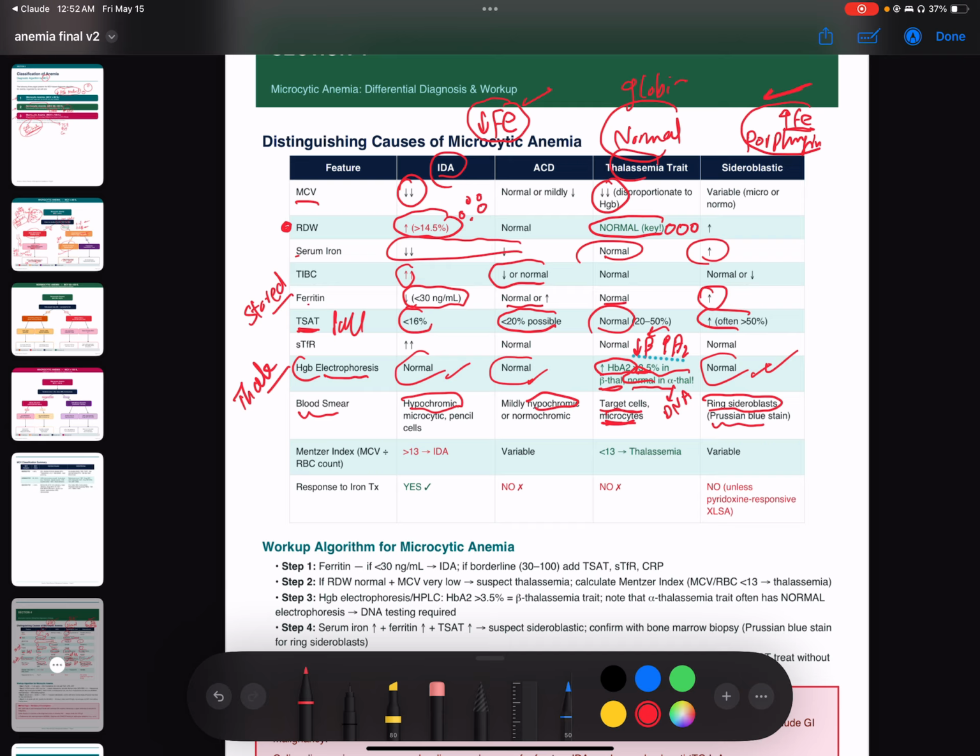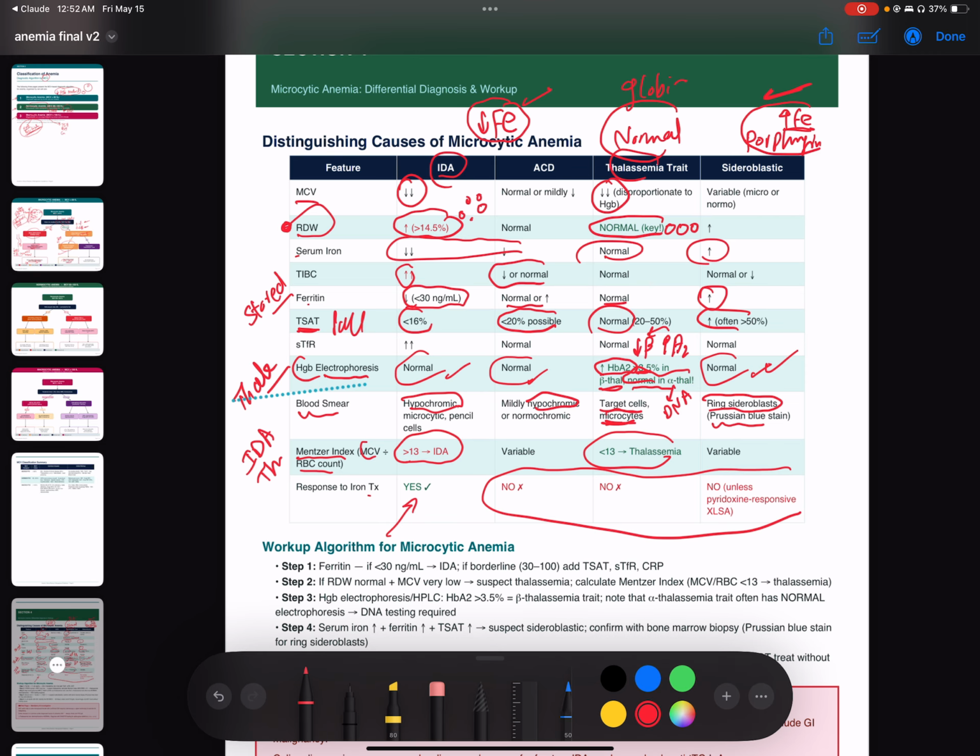Another thing to differentiate between iron deficiency anemia versus thalassemia, besides the RDW, is what we call the Mentzer index, which is mainly MCV divided by RBC count. If it's more than 13, that's more consistent with iron deficiency anemia. If it's below 13, that's more consistent with thalassemia. And of course, in all different types of microcytic anemia, if you give iron there is no response, but in iron deficiency anemia you can give iron and it will respond.